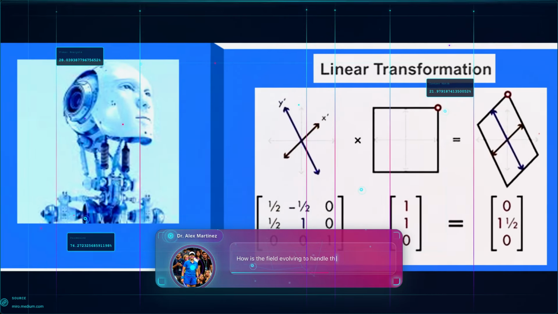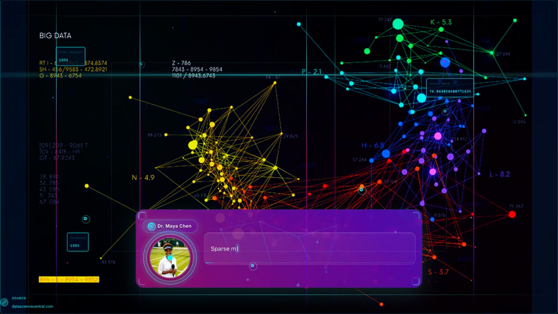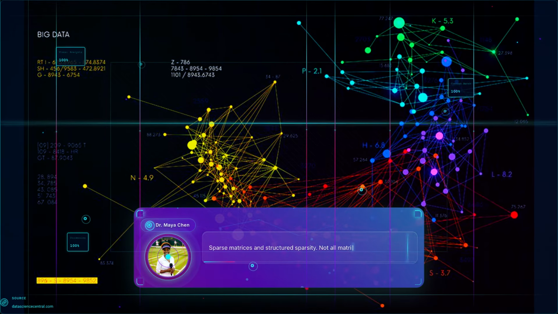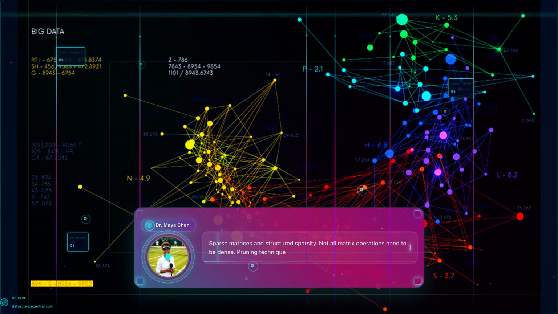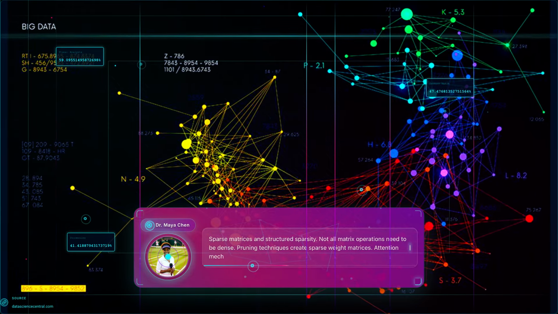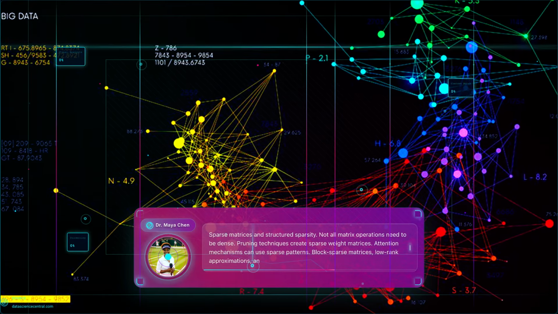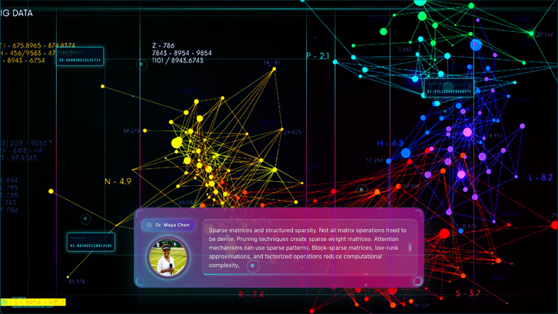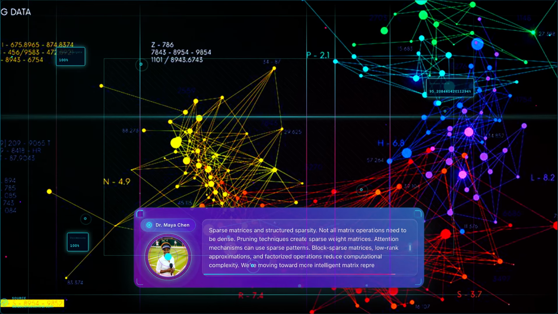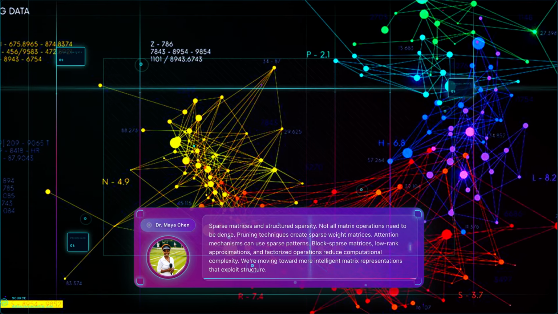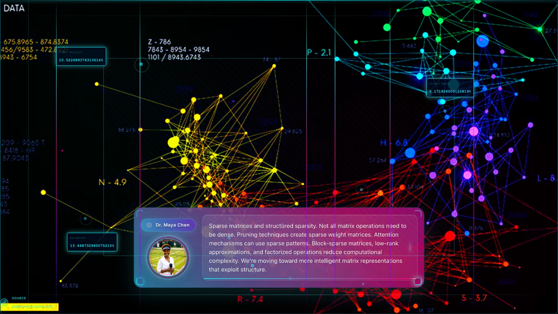How is the field evolving to handle these scale challenges? Sparse matrices and structured sparsity. Not all matrix operations need to be dense. Pruning techniques create sparse weight matrices. Attention mechanisms can use sparse patterns. Block sparse matrices, low-rank approximations, and factorized operations reduce computational complexity. We're moving toward more intelligent matrix representations that exploit structure.